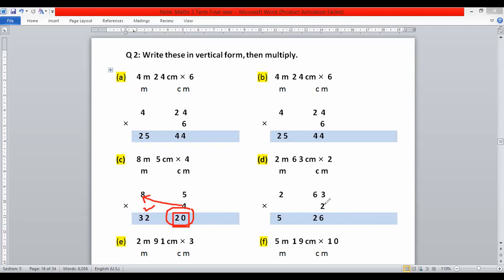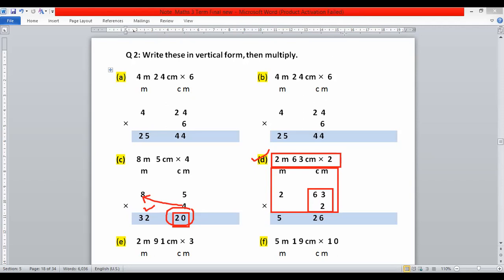Look at here. In question 4, we have 2 meter 63 centimeter multiplied by 2. First we write in vertical form, and after that we multiply centimeters first. Here centimeters are 63. 63 multiplied by 2.